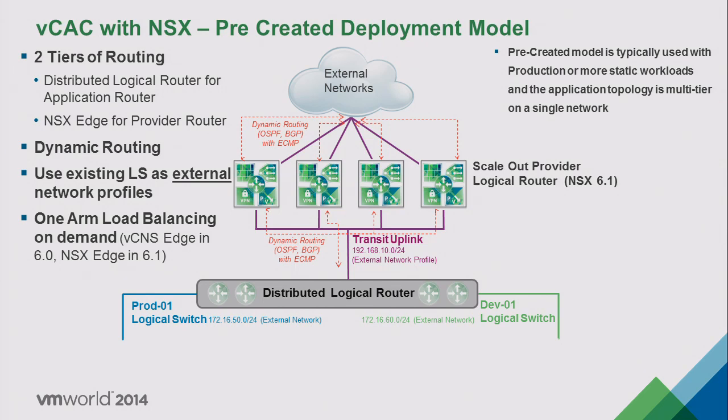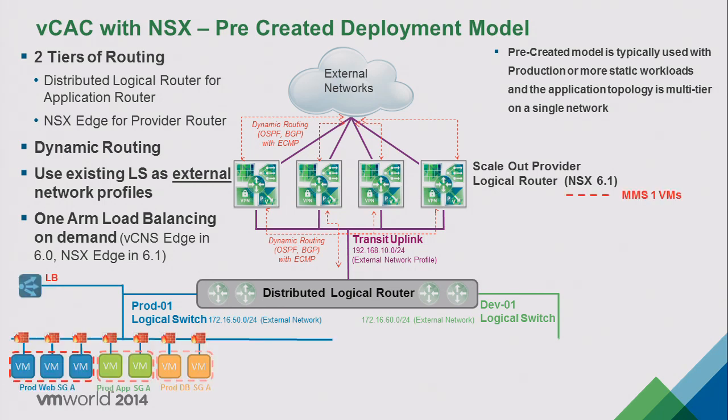Then when it comes to deploying our applications, our multi-machine service 1 in this case, we'll deploy onto our existing external network. We'll deploy web VMs, app VMs, and database VMs, each in their own security groups. So even though they're on the same network, we've maintained all that application context and can provide isolation and security rules. We also deploy dynamically an NSX Edge load balancer to provide load balancing for our web virtual machines.